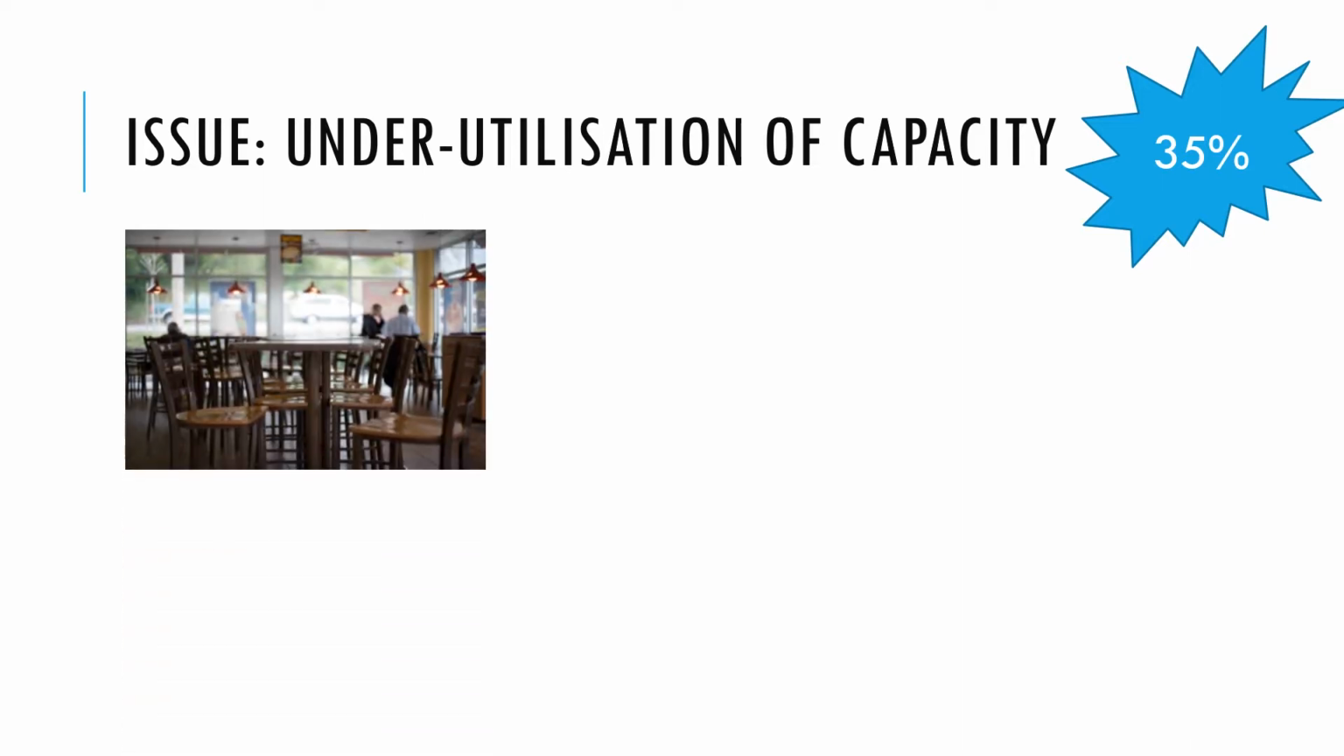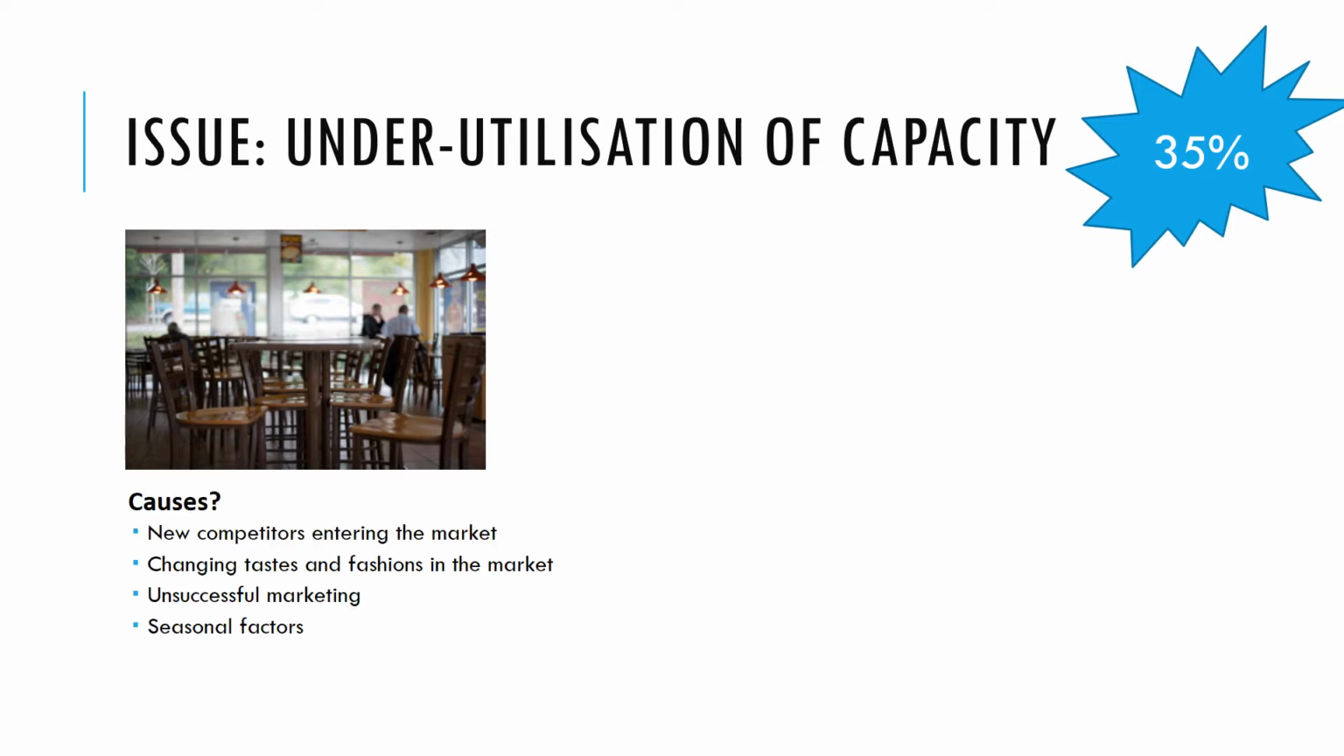So if it was a restaurant, there'd be lots of chairs, but it'd be pretty empty. What might be the causes of that? Well, if there's a new competitor, maybe attracting customers, so you're not as in demand, then you won't be producing as many, even though you could potentially produce a lot. Likewise, if people's tastes have changed, or if you've done some marketing to try and attract customers and it hasn't been very successful, or maybe it's seasonal. If it's an ice cream factory in the middle of winter, you'd expect to have a pretty low utilisation of capacity.